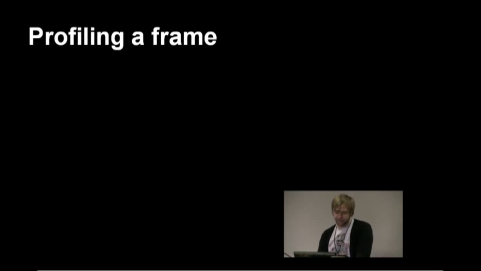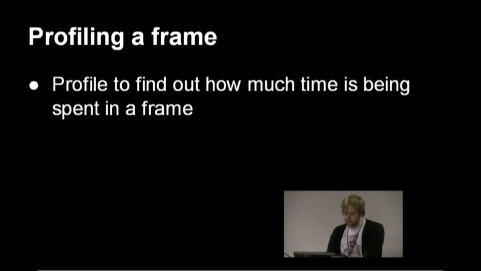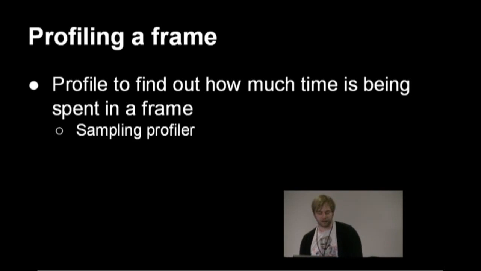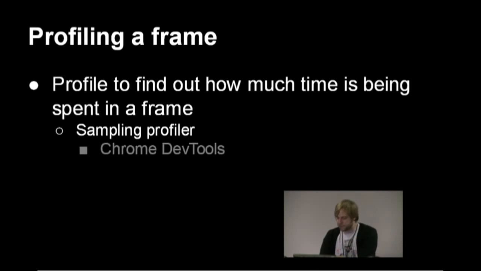When you're profiling, we need to look at what happens during a frame, and we use a profiler. There are actually two types available to the web dev, in Chrome specifically. You have the sampling profiler, which essentially takes little snapshots to try and determine where the time is being spent within your app. That's essentially what you find in the Chrome developer tools.